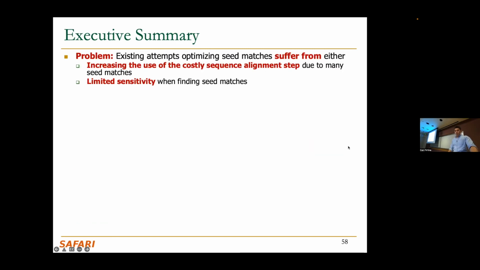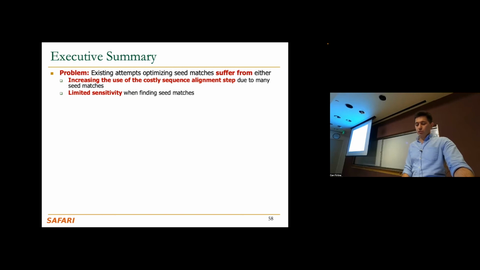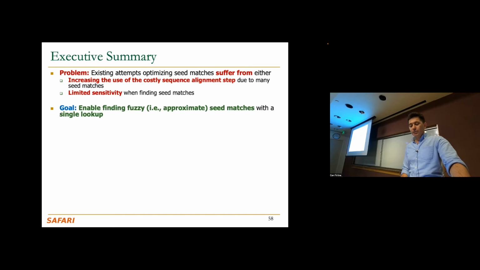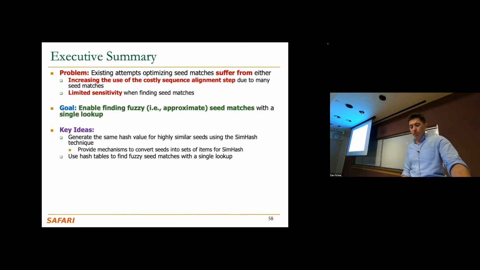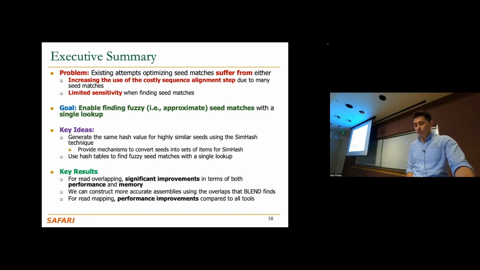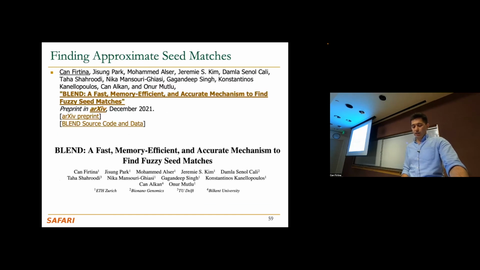All right. So yeah, the problem is that the exact matching tools suffer from costly seed matches and limited sensitivity. And our goal was to enable finding fuzzy seed matches with a single lookup. We used the hash technique to enable that, and then we also show the ways how to break the seeds down into its items so that we can use them with the hash technique. And we show significant speed ups and memory improvements, peak memory usage improvements, let's say, with the hash technique. So if you are curious more, you can read the paper and check the source code.